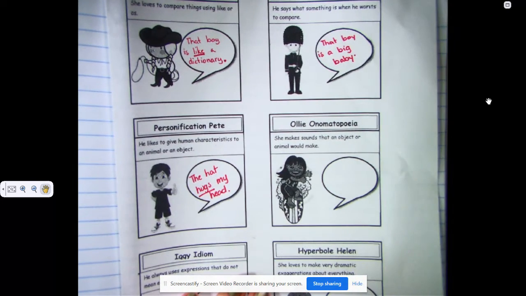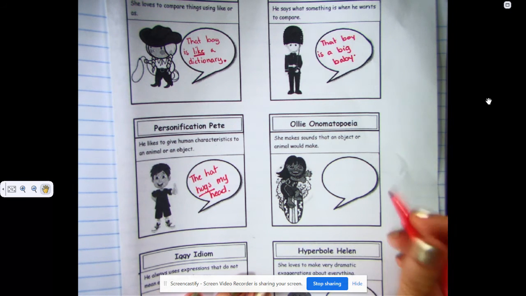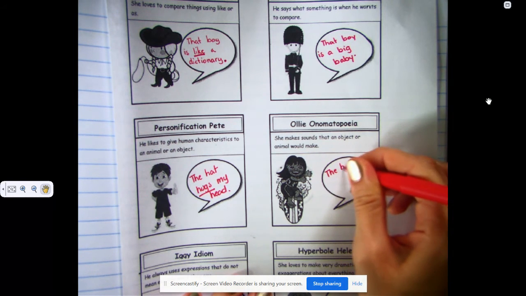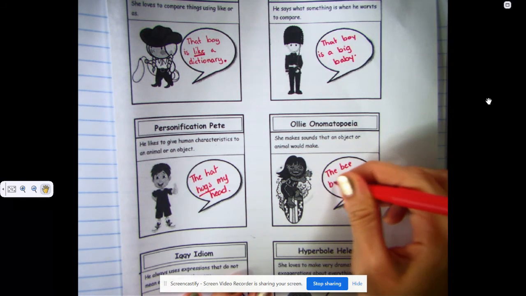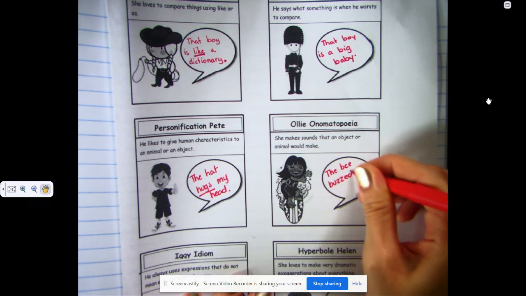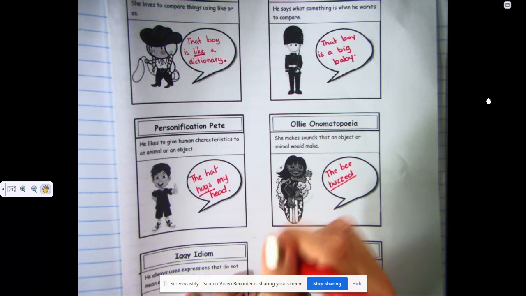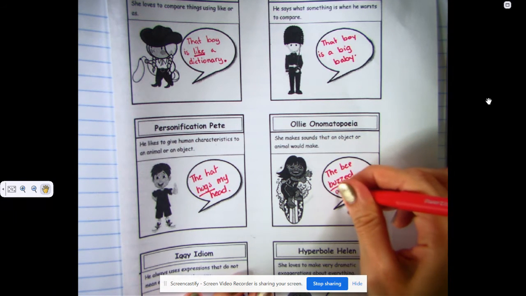Next, we have onomatopoeia. An onomatopoeia makes the sound that an object or animal would make. Our example, the bee buzzed. And when we say buzzed, it makes that sound that the animal would make around a flower.